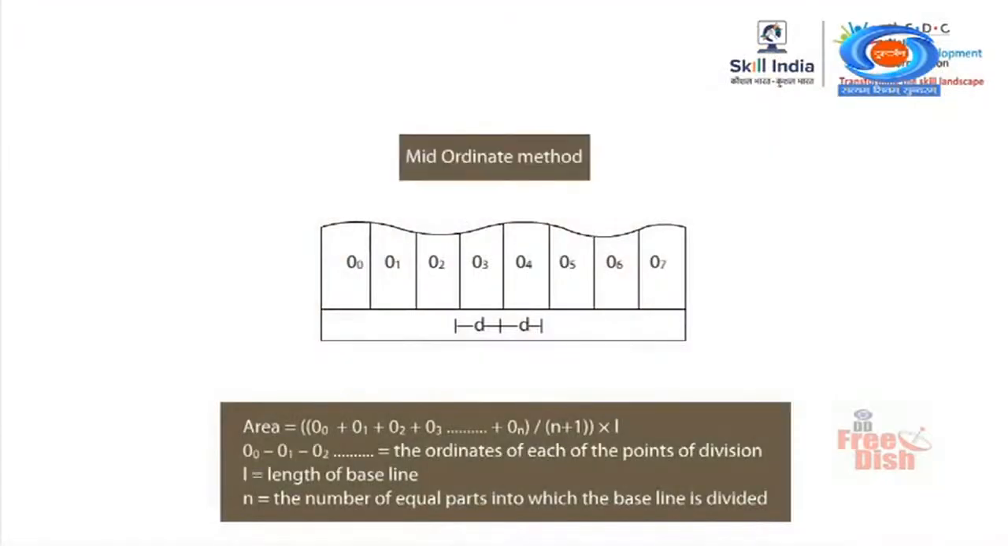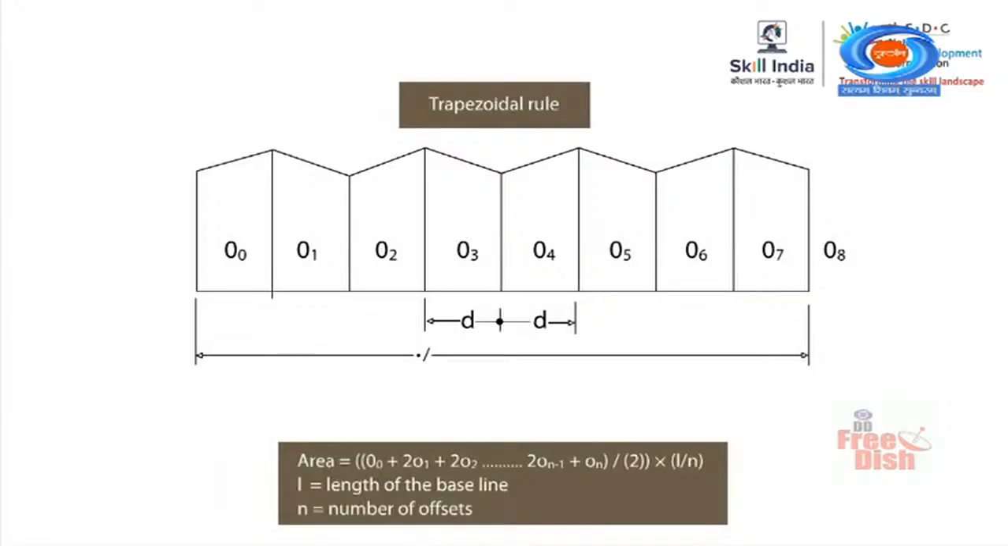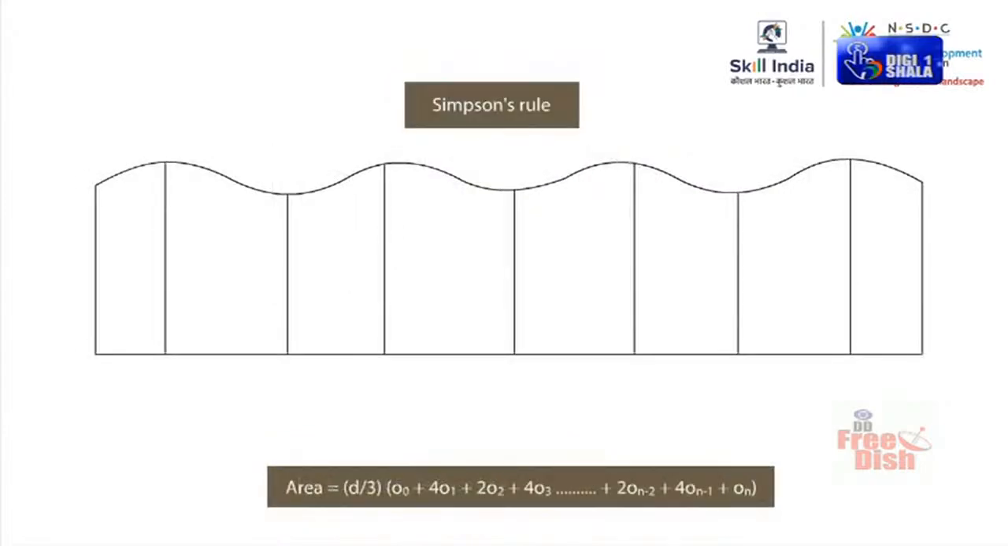In the mid-ordinate method, ordinates drawn at each point of division of the baseline are used to compute the area. In the trapezoidal rule, this formula is applied to compute the area. Similarly, this is the formula to be used for computation of area by Simpson's rule.